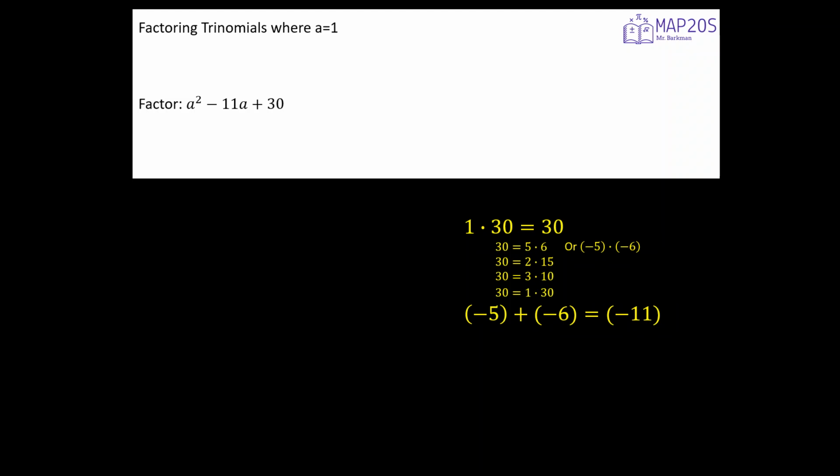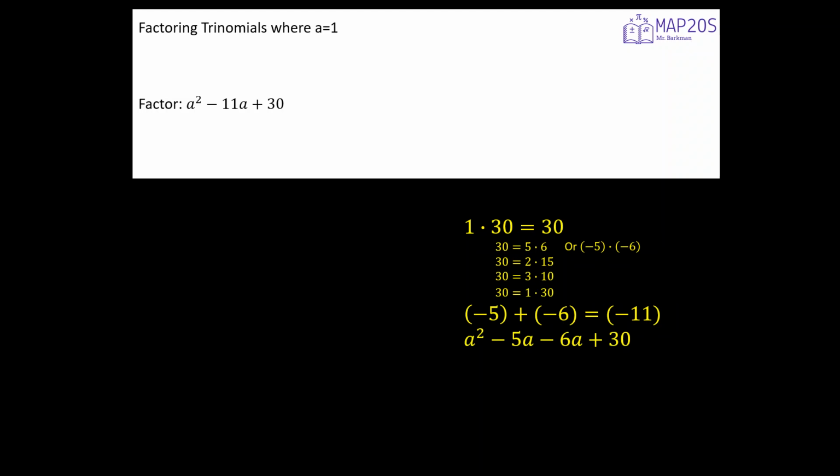All right, once we have these, we need to decompose. This is where we take our middle term, negative 11a, and decompose it into negative 5a and negative 6a. The order that you put this in doesn't matter. If you do the negative 6 first and the negative 5 second, that's totally fine. You're going to come up with the same answer as long as you follow the process correctly.